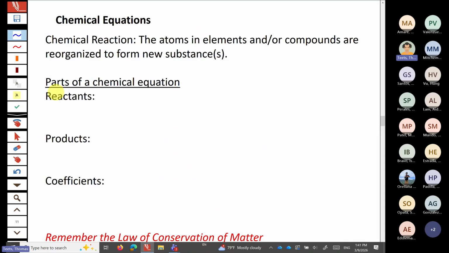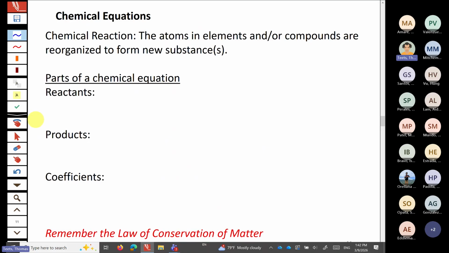So we've kind of seen chemical equations already in some context, but not in a lot of detail. But basically, this is an equation that describes the chemical reaction, which is, again, a situation where the atoms and elements and or compounds are reorganized to form new substances. So you're not creating or destroying atoms, but you're reorganizing them, forming new bonds, forming new substances as a result. So in a chemical equation, you're going to arrange things in the following way. The reactants are going to be the elements and compounds that are consumed in a chemical reaction. Those can be thought of sort of as the ingredients that we put in.